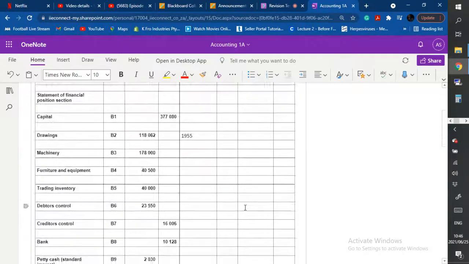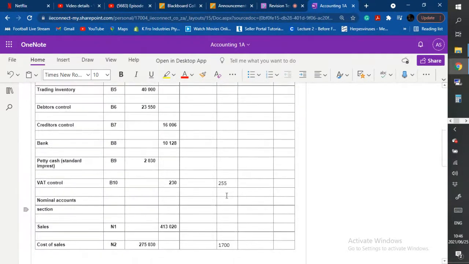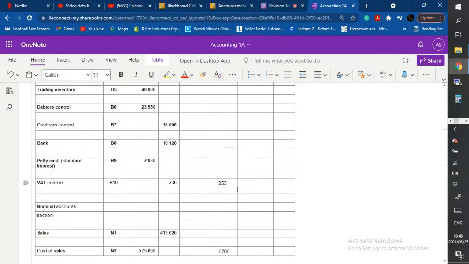So we say we're removing input VAT again. Here we're going to have 30 credit, because we remove input VAT by doing an output VAT. So that's the first thing, we've corrected the VAT error. Then we say the transaction was recorded in the cash payments journal instead of the petty cash journal.